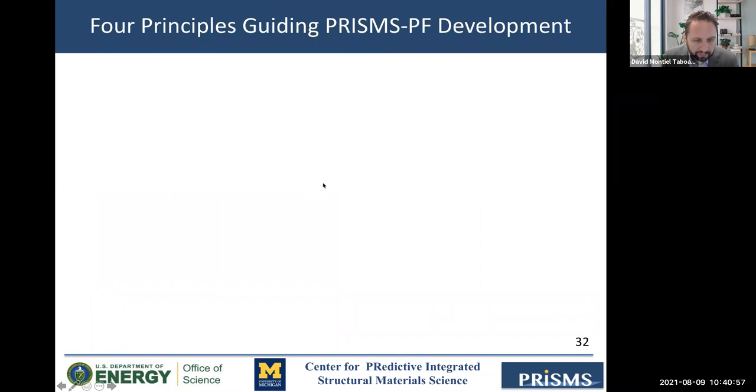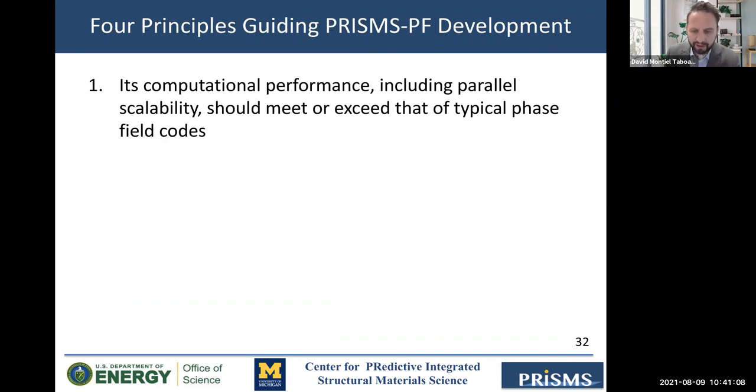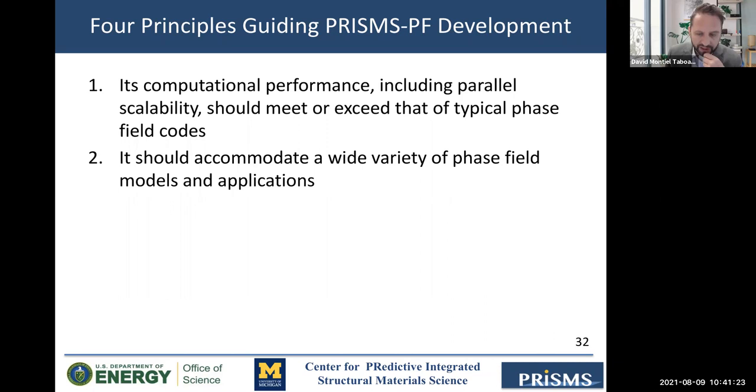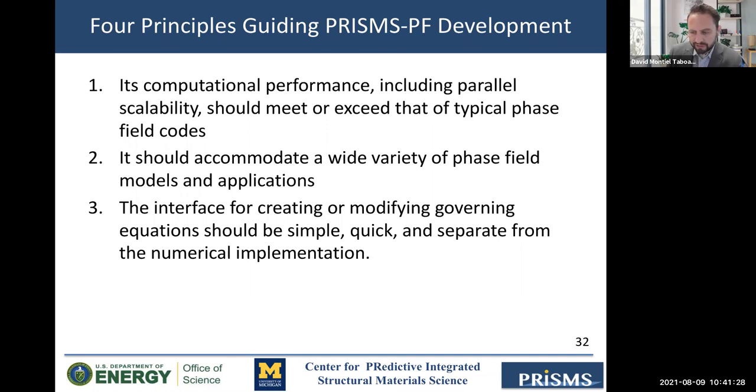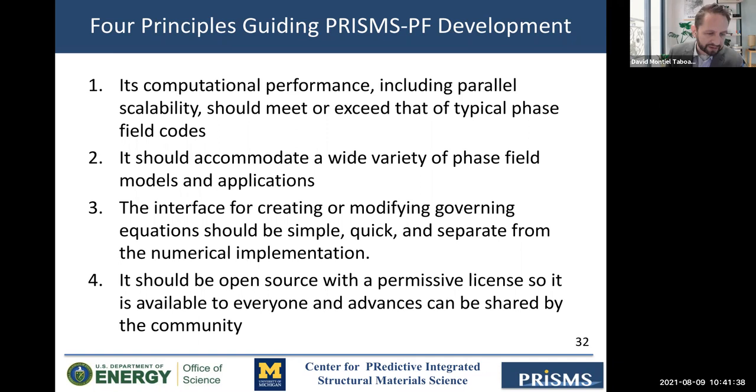Given these challenges, the PRISMS-PF framework was designed under four guiding principles. First, that its computational performance, including parallel scalability, either meets or exceeds that of typical phase field codes, as well as some of the most common open source codes. Second, that it accommodates a wide variety of phase field models and applications. Third, that the interface for creating or modifying governing equations is simple, quick, and separate from the numerical implementation. And finally, that it is open source with a permissive license, so it is available to everyone, and advances can be shared by the community.